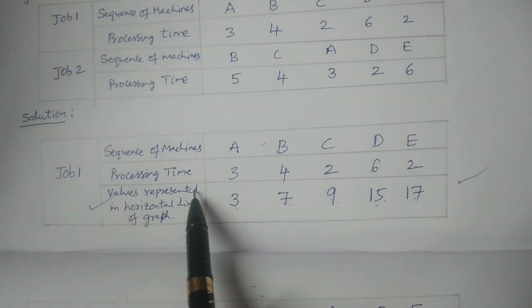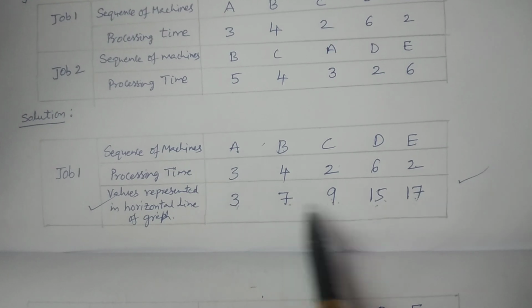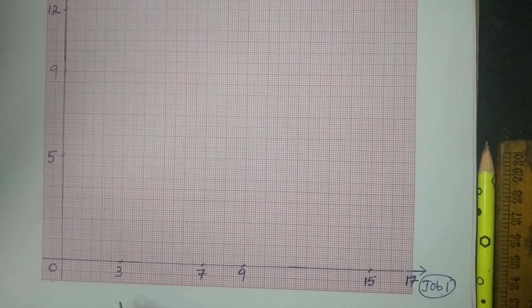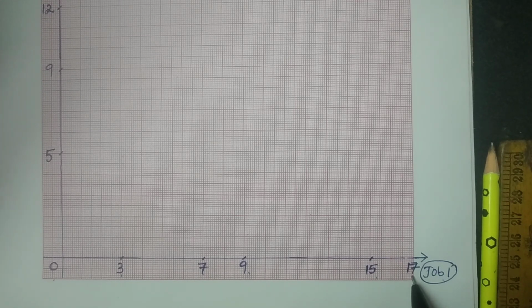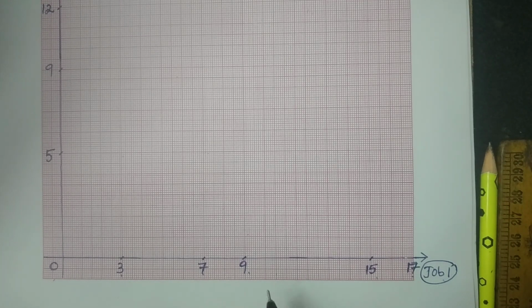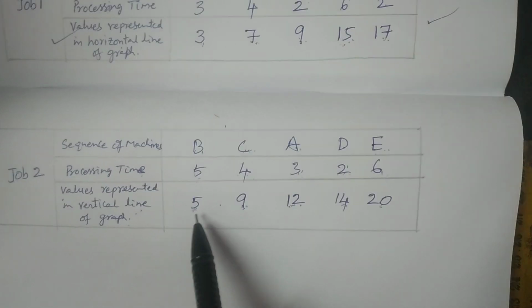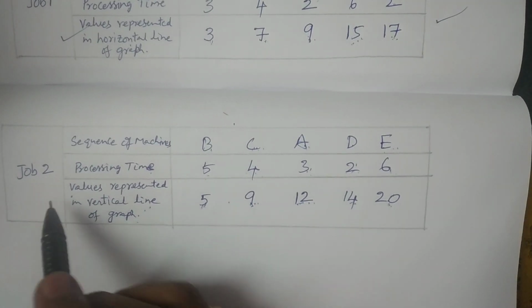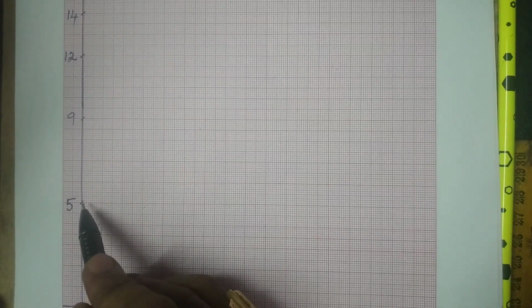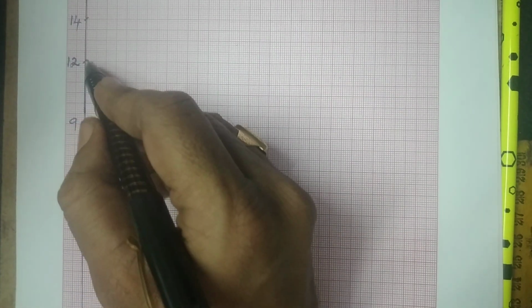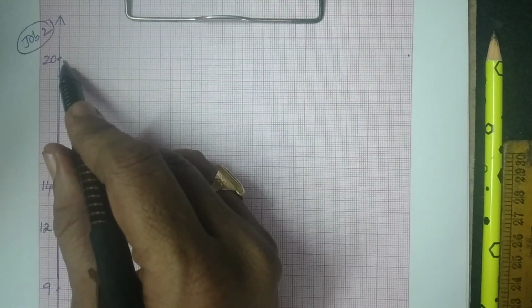The values represented in the horizontal line are 3, 7, 9, 15, 17. So that is what exactly I have considered here. Already I have constructed the graph with 3, 7, 9, 15, 17, constructing the values of the graph in the horizontal line as well as the vertical line. What is to be represented in the vertical line? I have considered 5, 9, 12, 14 and 20. These are the values, right? So here I have considered them already: first 5, then 9, then 12, then 14, and then 20.